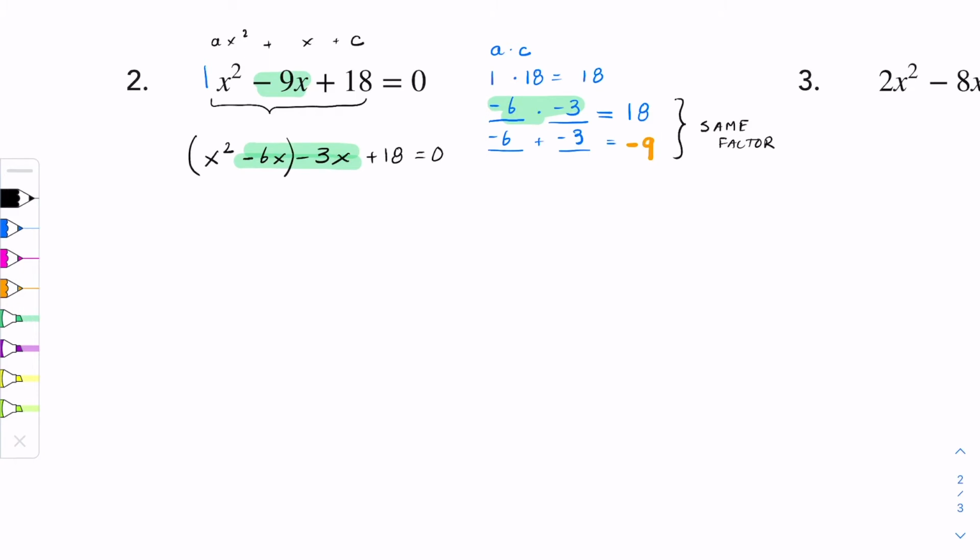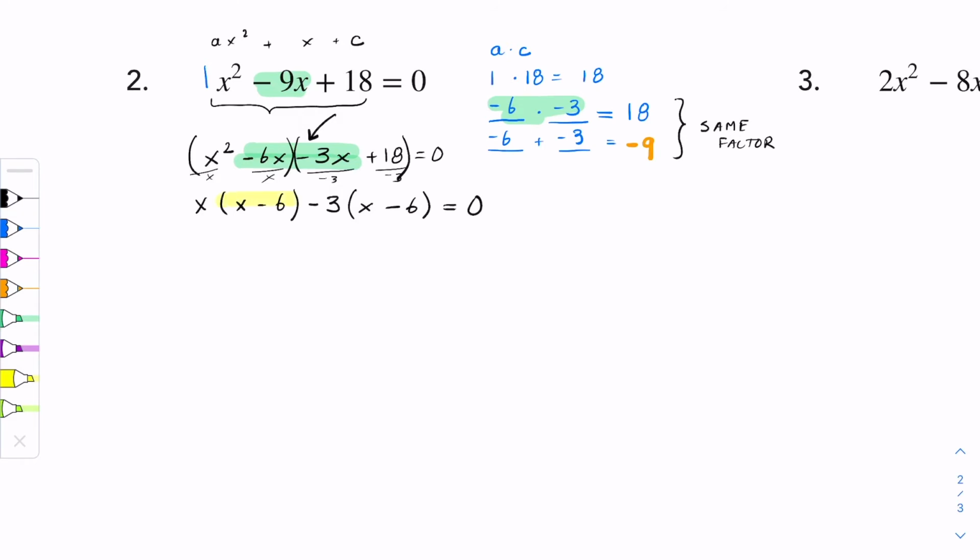Group the first two terms, group the last two terms. The GCF of the first group is x, left over is x minus 6. That means if I divide each of these terms by x, I am left with x minus 6. The GCF of the second group always matches that sign right there. So in this case, the GCF is going to be negative 3. If I divide both terms by negative 3, I'm left with x minus 6. And this is equal to 0.